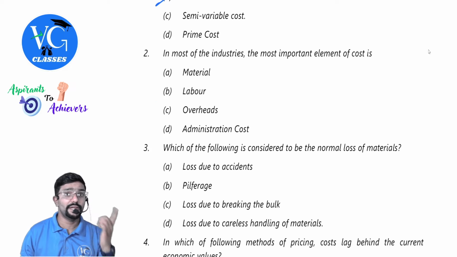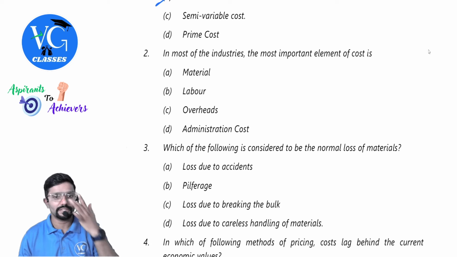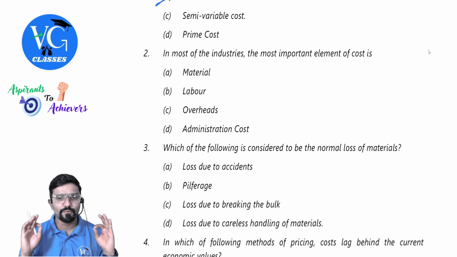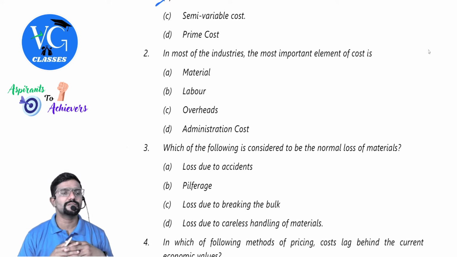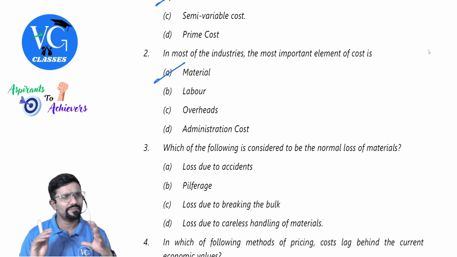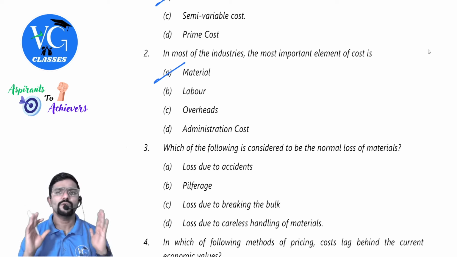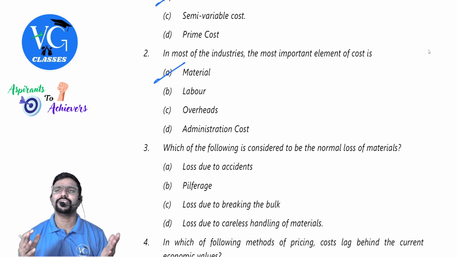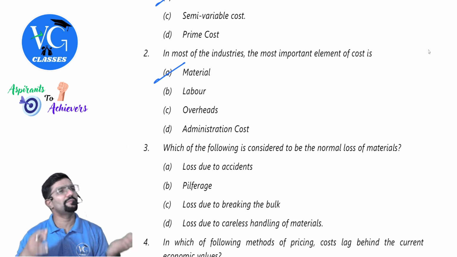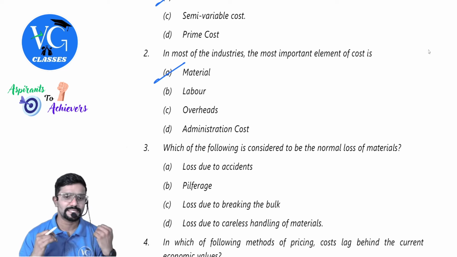There is something called indirect, but I'm not talking about it. Direct, please be careful. In most of the industries, the most important element of cost is what? Material, guys. For a manufacturing industry, definitely there will be labor and other expenditure also, but the most important element is material, because without raw material we will not be able to produce our output.